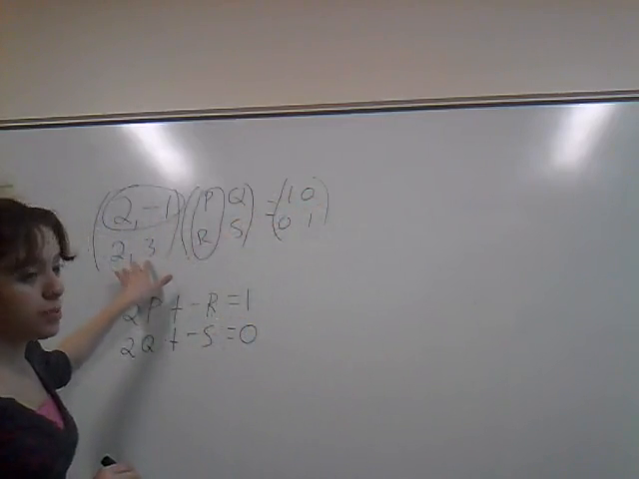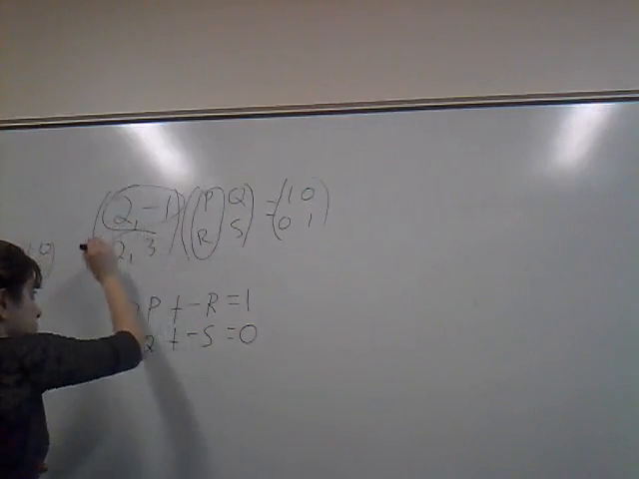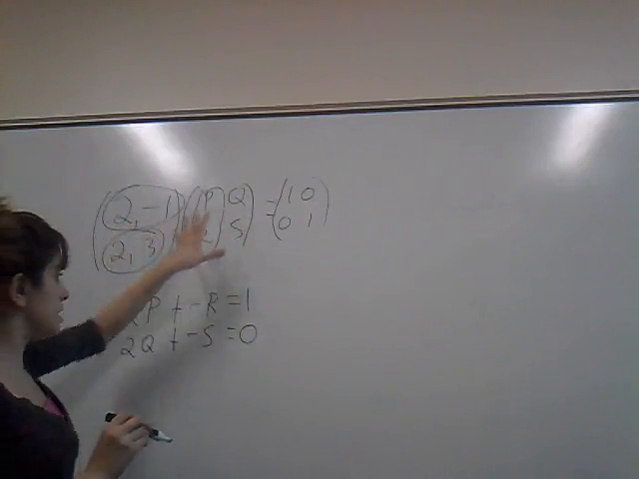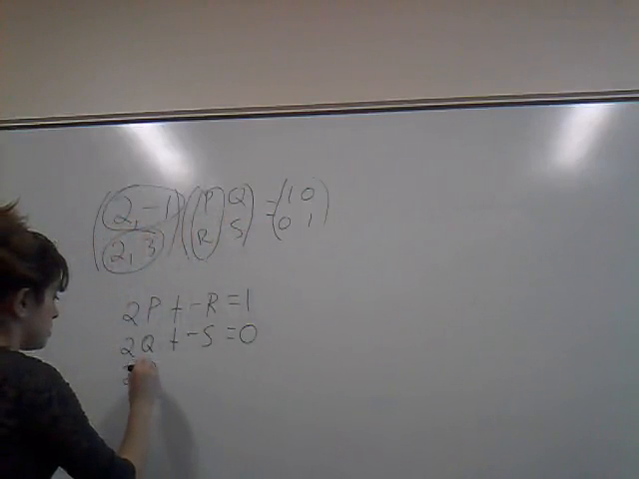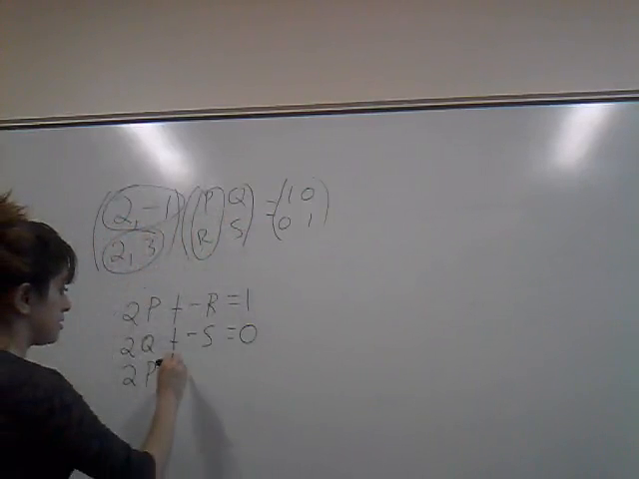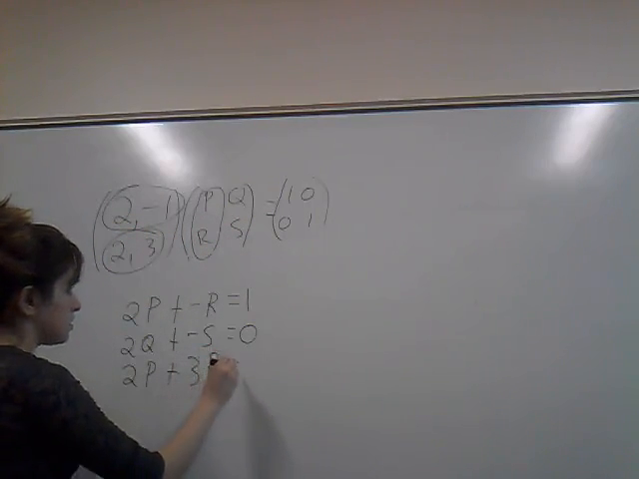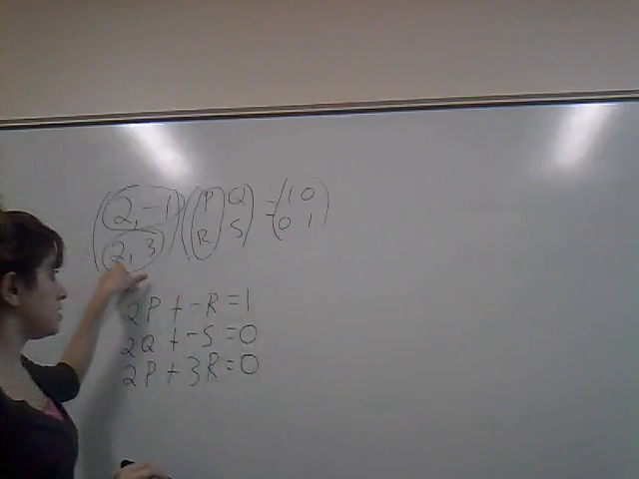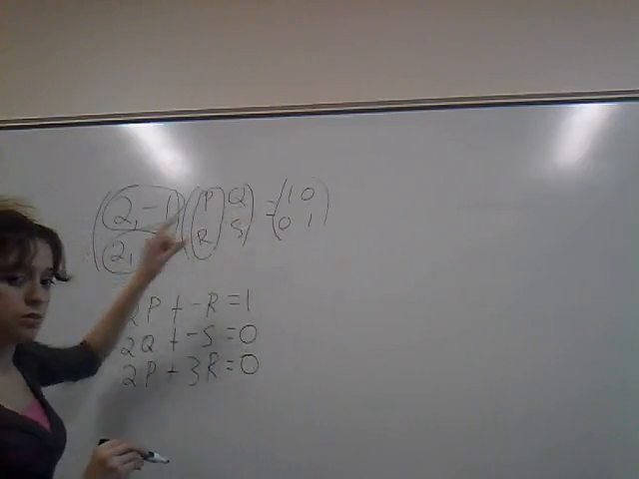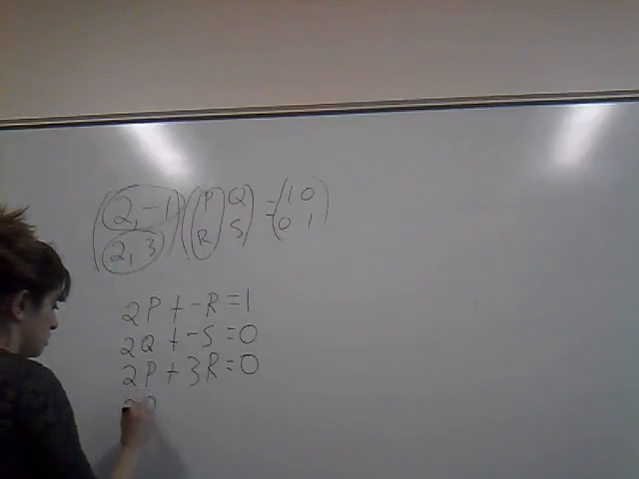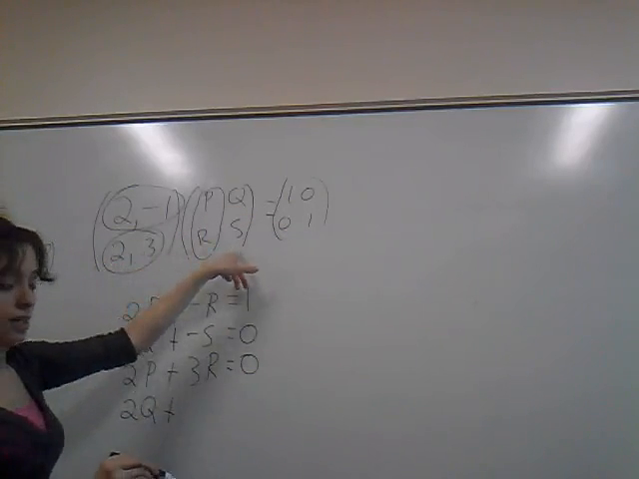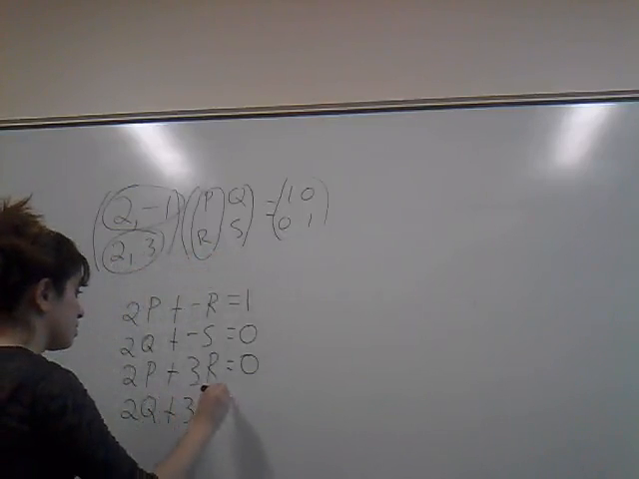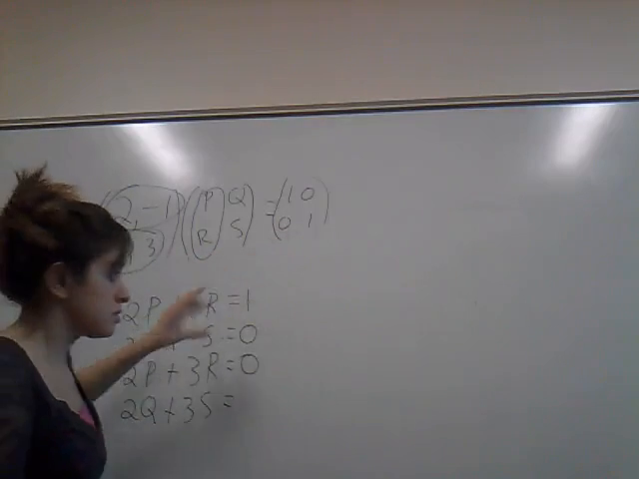Then we do it for the bottom row: 2p plus 3r is equal to 0. And then last but not least, 2q plus 3s is equal to 1.